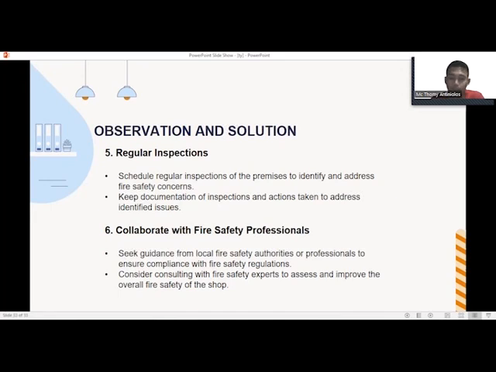Number 6. Collaborate with fire safety professionals. Seek guidance from local fire safety authorities or professionals to ensure compliance with fire safety regulations. Consider consulting with fire safety experts to assess and improve the overall fire safety of the shop.